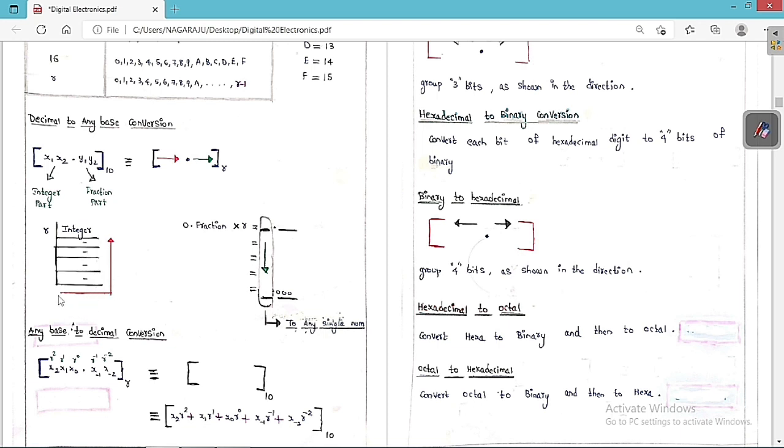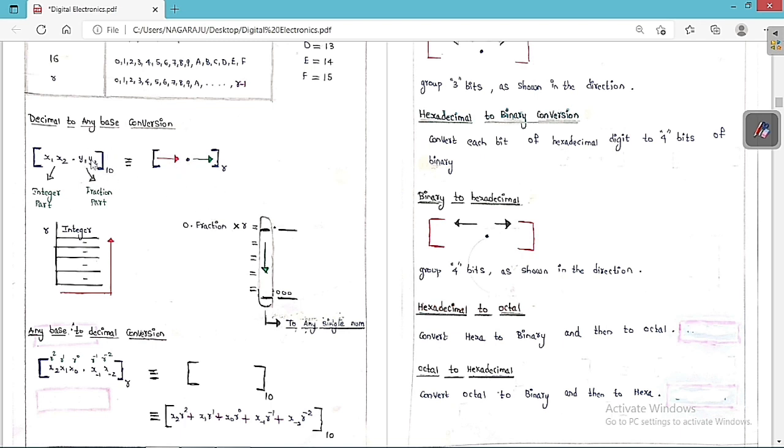Then you have to collect all these remainders in this fashion. These are the quotient values and these are the remainders. You collect only the remainder values and keep them in this arrow direction. Whatever number comes first here will be first, and whatever comes last will be last. You keep all these numbers in this sequence before the point. Now you have to take the fraction part.